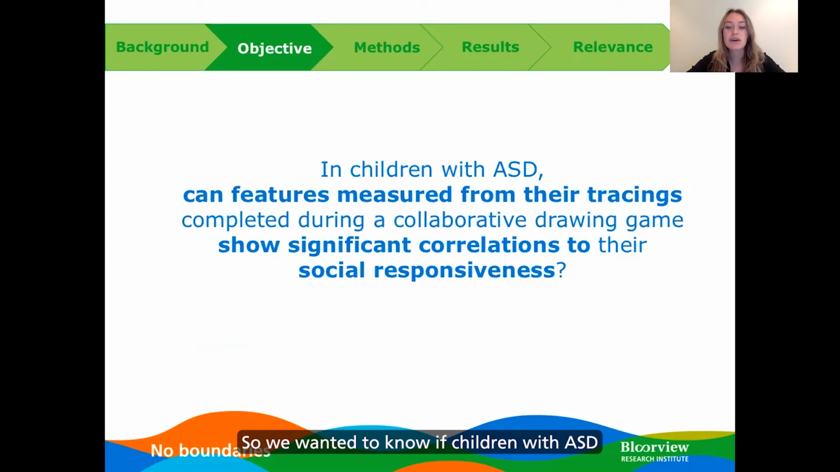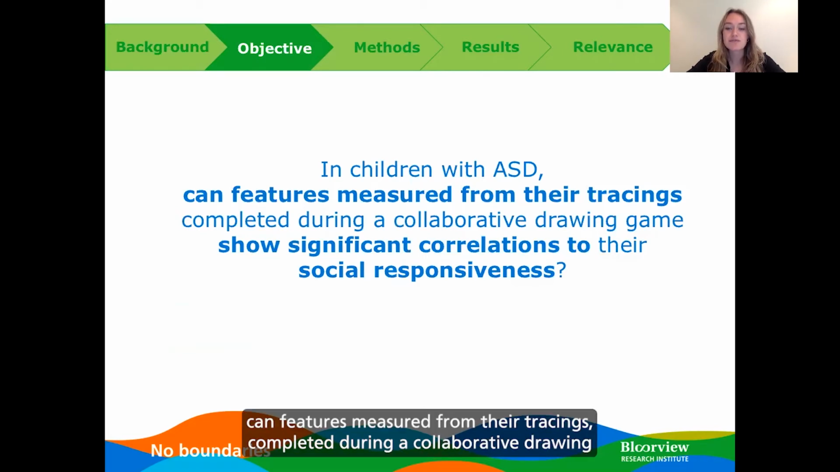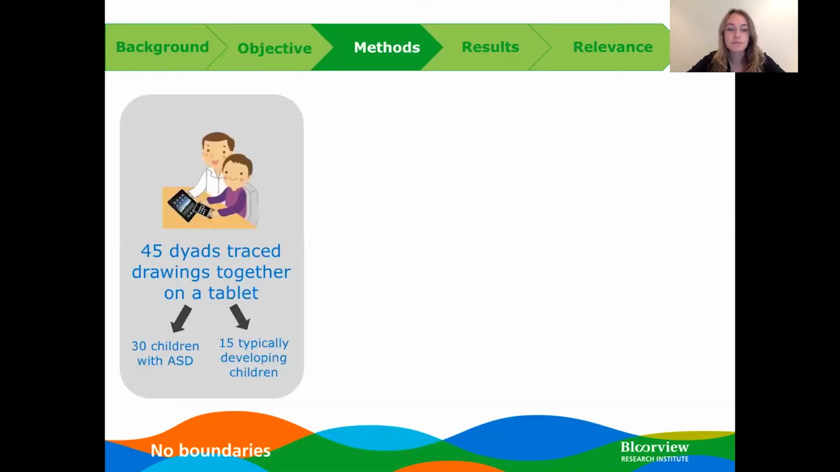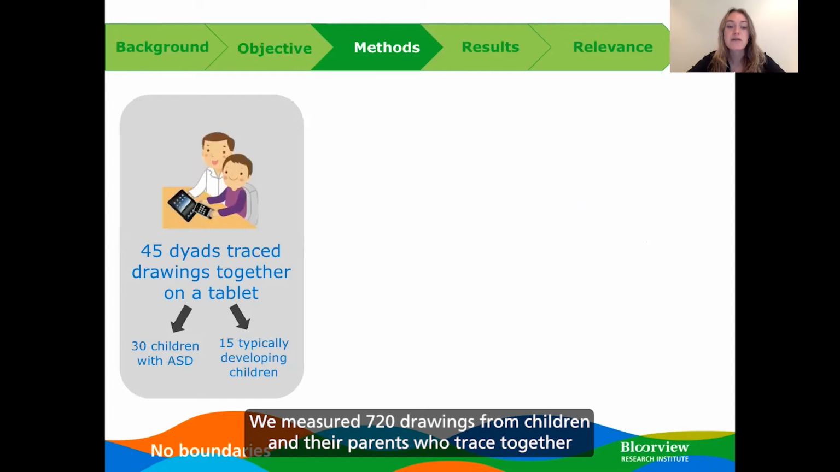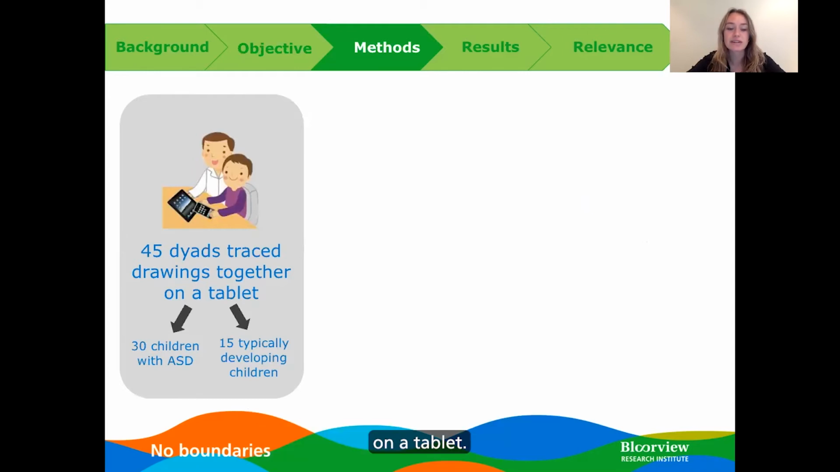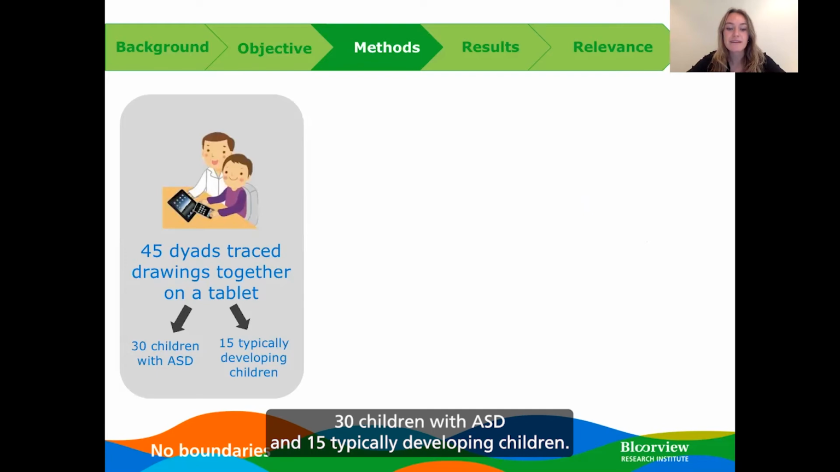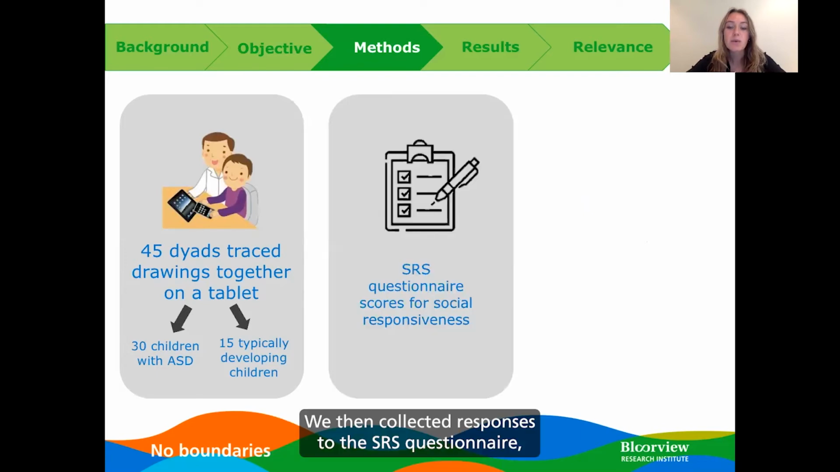So we wanted to know, in children with ASD, can features measured from their tracings completed during a collaborative drawing game show significant correlations to their social responsiveness? We measured 720 drawings from children and their parents who traced together on a tablet, 30 children with ASD and 15 typically developing children. We then collected responses to the SRS questionnaire, which is a measure of social responsiveness.